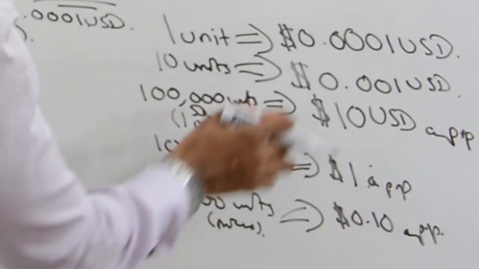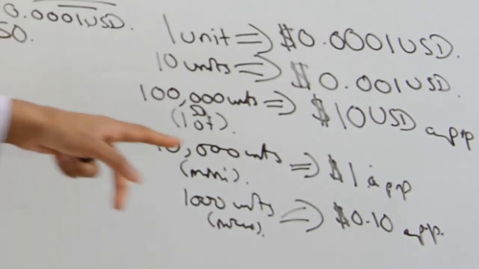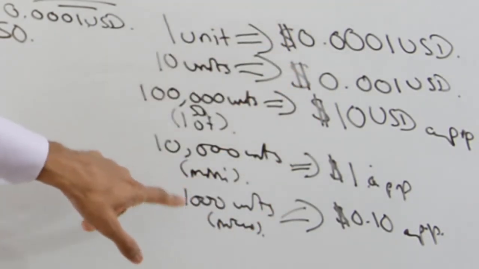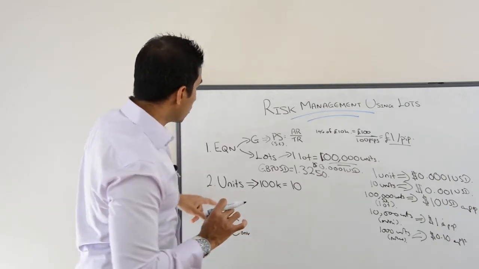Basically, it's 1,000 times this amount over here, right? So just 10 cents a pip is what we're looking at, and then after that, it just rises up like that. So that's a mini, micro, and that's a standard lot. So now we've got all that clear, right? Now we move on to the third one.